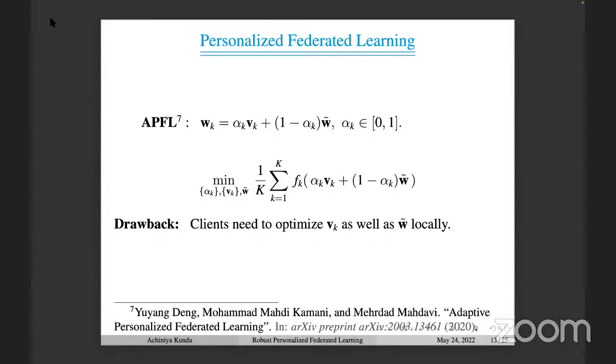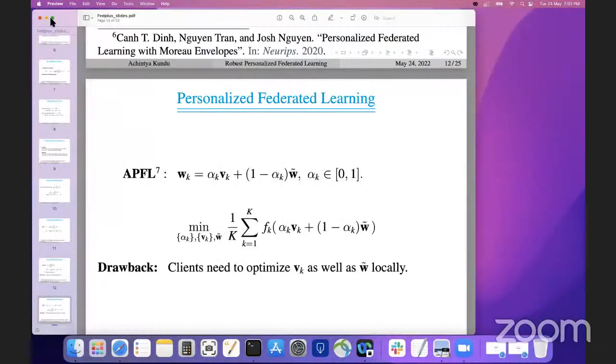Yeah, hi, Nilesh here. Just one question on this last thing you showed. What prevents alpha_k and v_k essentially from converging to the natural choice, which is alpha_k is 0 and v_k becomes W tilde? What is preventing that from happening? Why is personalization happening here?